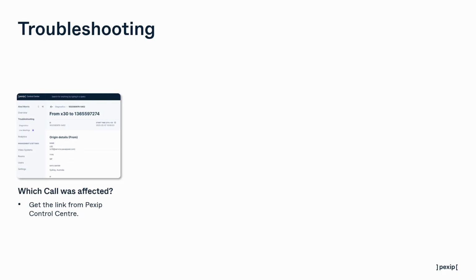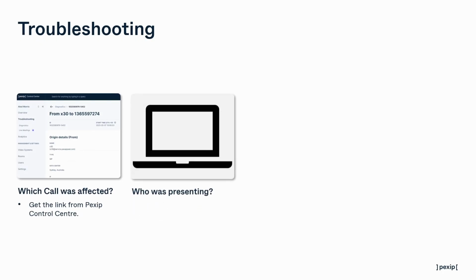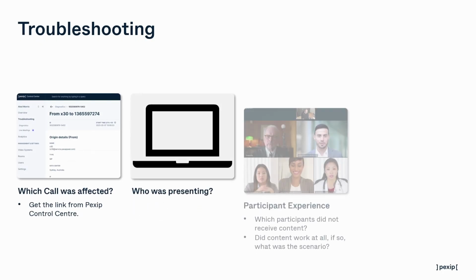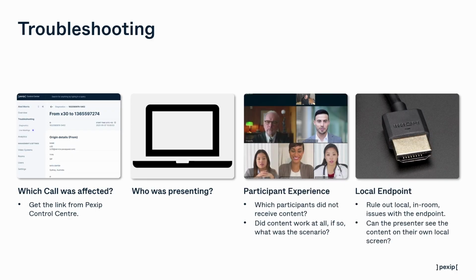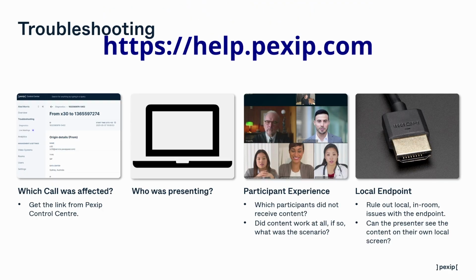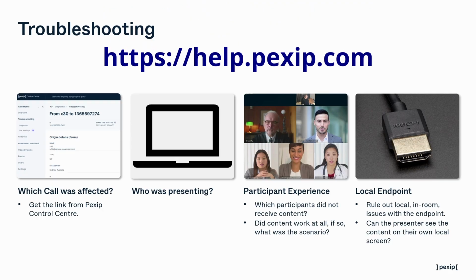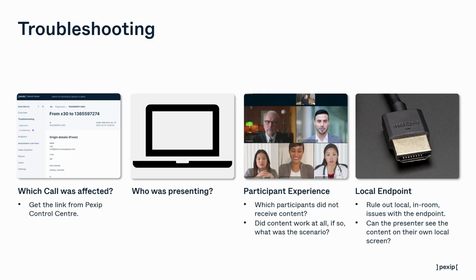Before troubleshooting, you should gather useful information to understand the exact failure scenario. Establish the facts. Which conference was affected, who was the presenter, and which participants did not receive content? Have local endpoint issues been ruled out, for example, HDMI issues? There are documented solutions to common content sharing issues, which can be found at help.pexip.com. The information has been gathered over time, from many examples of content sharing problems observed by the support team.